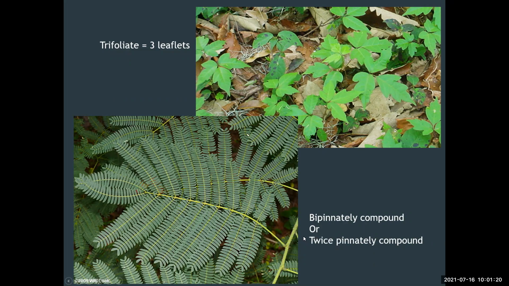And we can also have leaves that are more than once compound. So in this case, if we were to look here, we would see an axillary bud being produced right where that leaf comes off. So we know this is a single leaf. And then that leaf is divided along this axis here, and then divided again along a second axis. So it's bipinnately compound or twice pinnately compound.